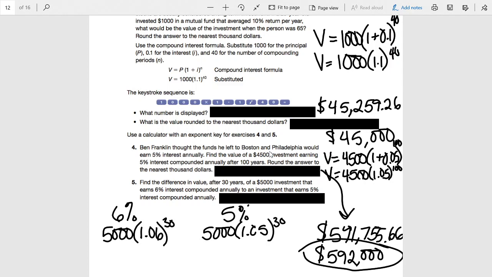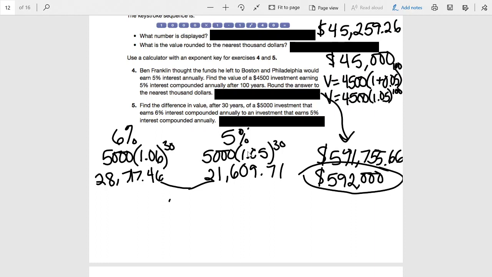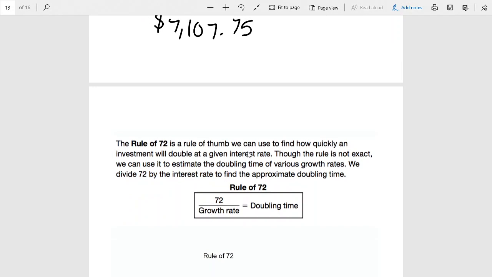When we do this, and you can take a second, pause the video, plug it into your calculator, what we end up getting is $28,717.46 versus $21,609.71. That is a difference, so subtract these two, a difference of about $7,107.75. It's with the same number of years, just one tiny little percent makes a $7,000 difference. That's something significant, that's for sure.